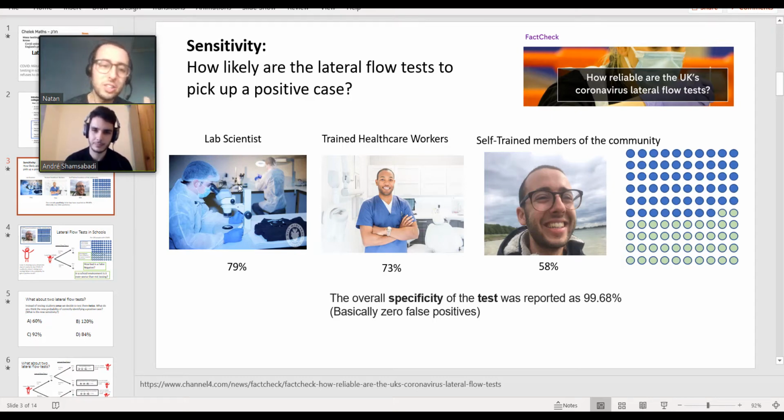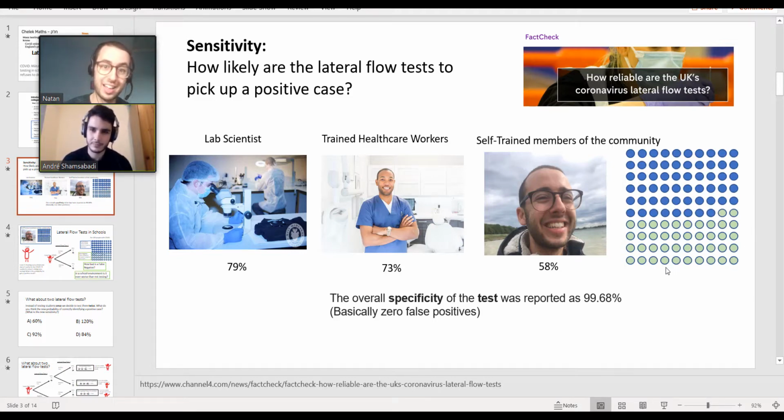And the percentages that you can see underneath match up to how sensitive, according to the government data, the lateral flow test we'll be using is. So for a lab scientist it's 79% if they did it, healthcare worker, 73%, but for a self-trained member of the public, apparently the sensitivity is only 58%. So the diagram I showed over here is that for 100 positive cases, where each one of these circles is a positive case, it will pick up 58 of them, but it will miss 42 of them. 42 out of 100 of these positive cases.